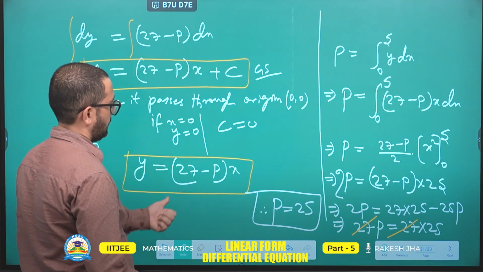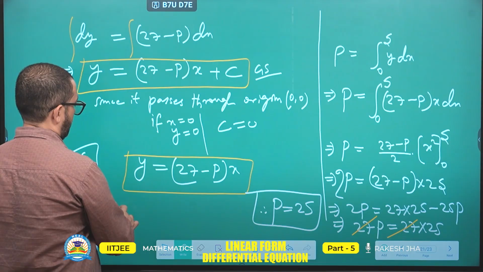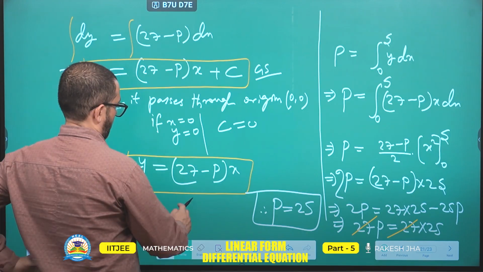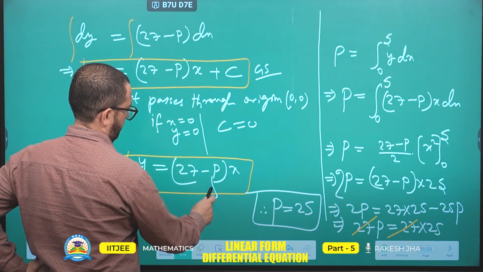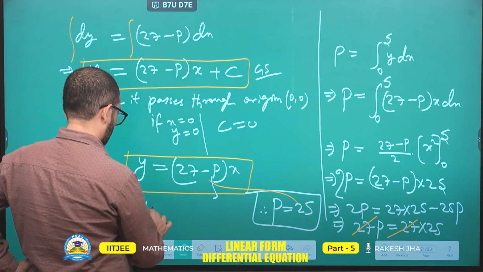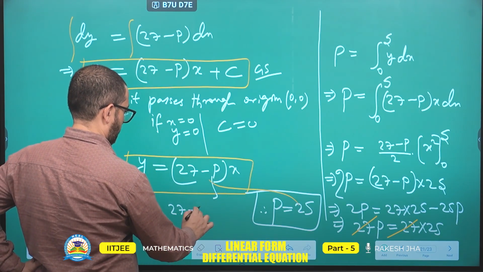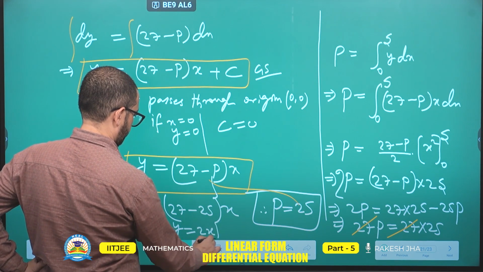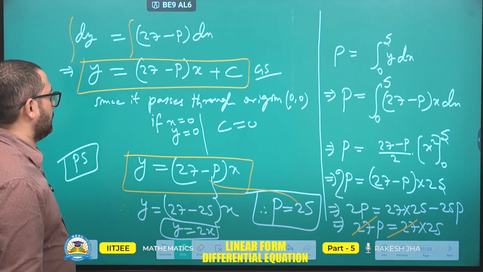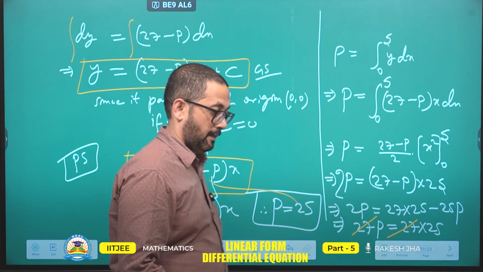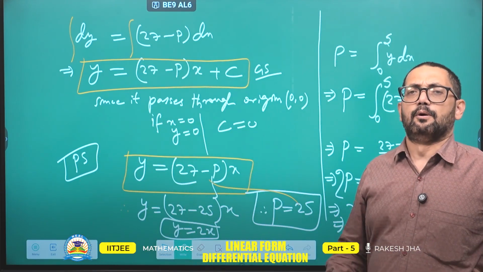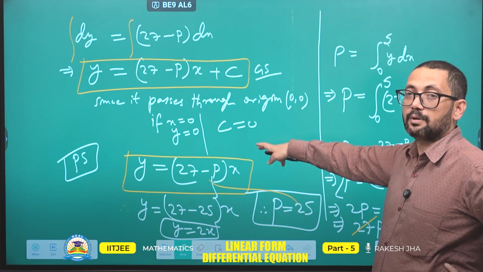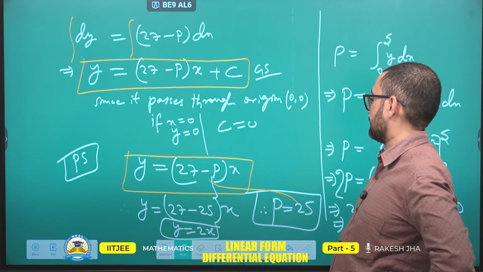So in this equation, that is y is equal to 27 minus p times x, if you put the value of p as 25, then y is equal to 27 minus 25 times x. So y is equal to 2x. So we got this relation, the final solution of this differential equation. Through the linear form we got it in a normal form, not exactly linear. y is equal to 2x.